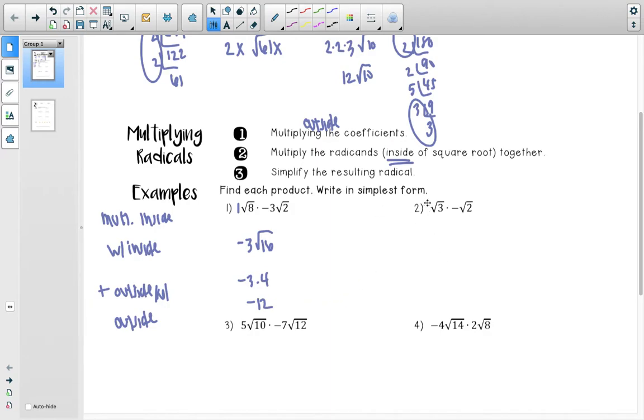Okay, number 2. Outside is 1 and negative 1, so it's negative 1, and 3 and 2 is the square root of 6. Now 6 doesn't simplify any farther, so that's literally the answer.